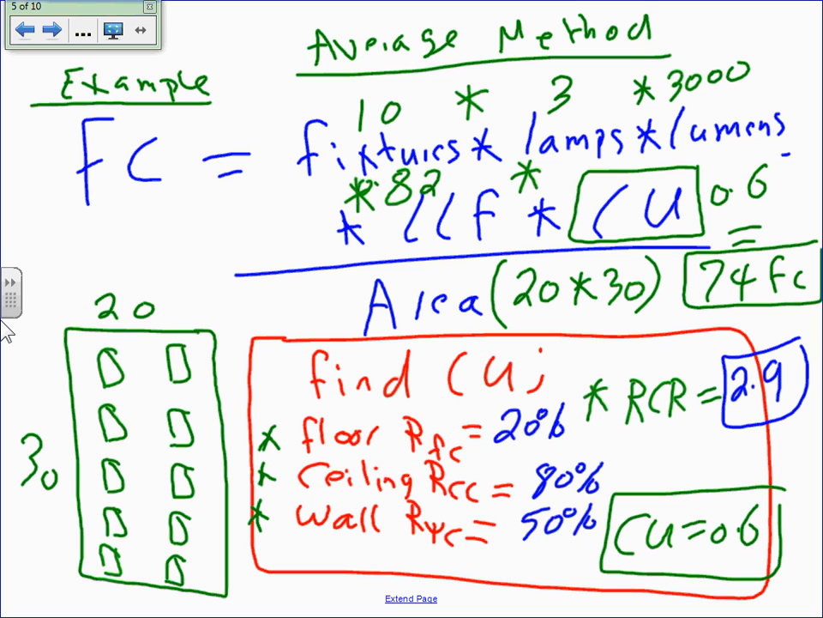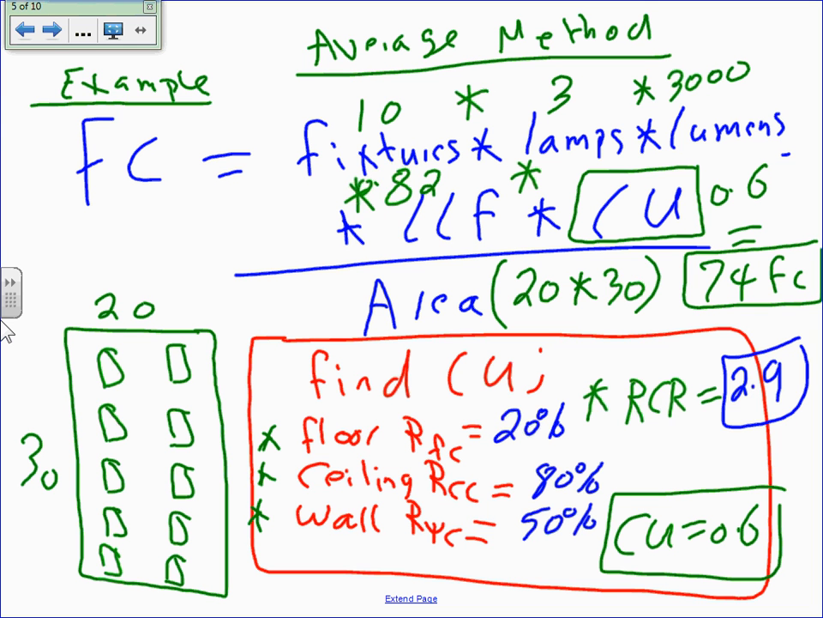Okay, so take this. I'm giving you an area, guys. This is an example. I'm giving you an area, 20 by 30. And I want to put 10 fixtures on this area. I'm giving you how many fixtures I want. 10 fixtures, 2 by 4, in a 20 by 30. And I'm asking you, please, to find the foot candle for this. One more time. I'm giving you an area 20 by 30, and I'm putting my fixture this way, and I want you to find the foot candle.